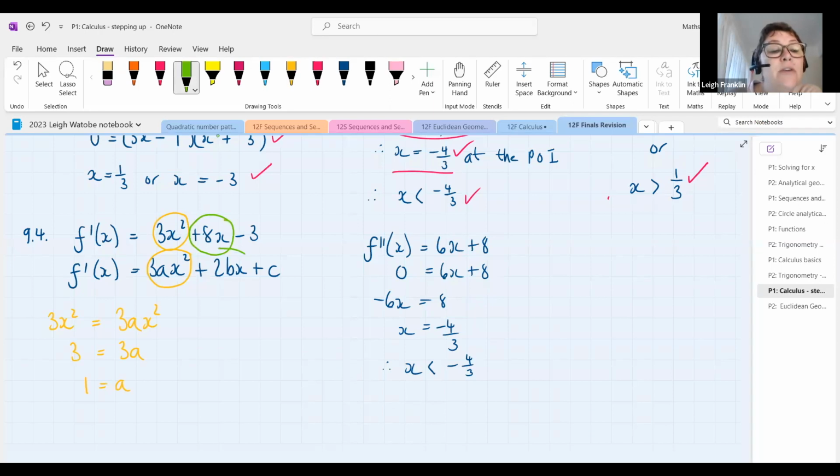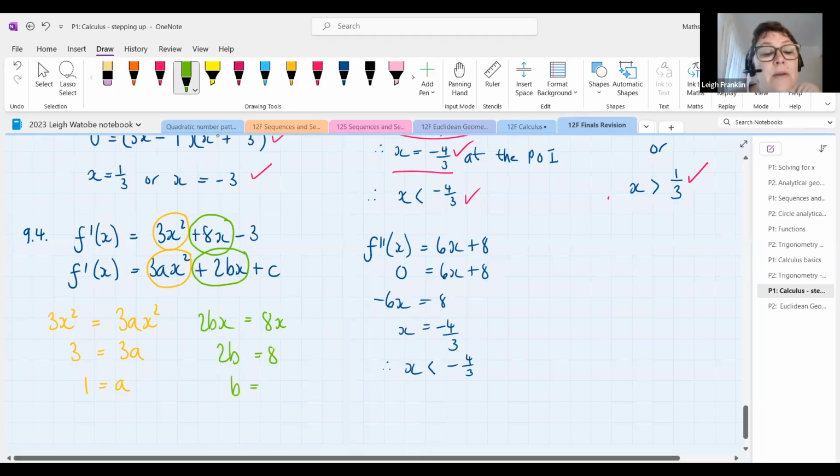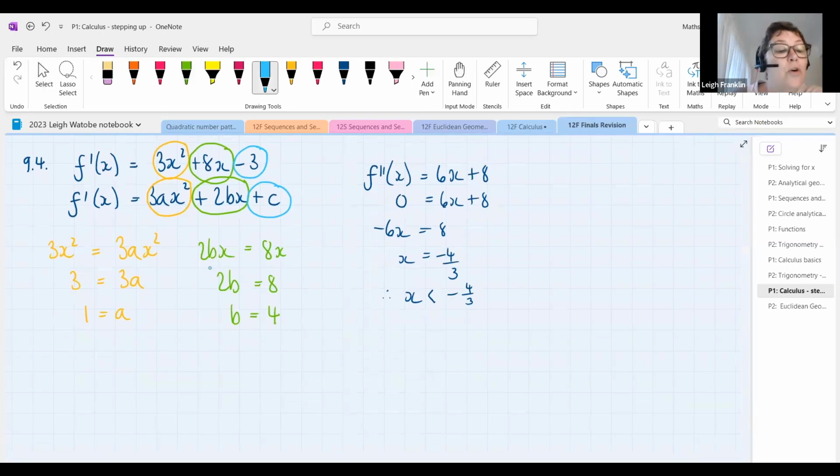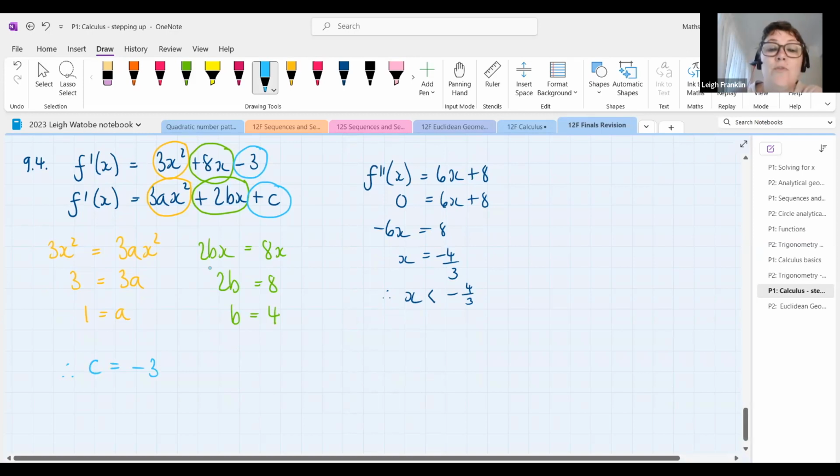All right, and then our second term there and our second term here are also equal to each other. So we've got 2bx is equal to 8x. Again, now that we've got the same variables, we can equate our coefficients. So that means that 2b is equal to 8. So b is equal to 4. And the last one here, we've got c there and -3 over here. So we can therefore conclude that c has to be equal to -3.